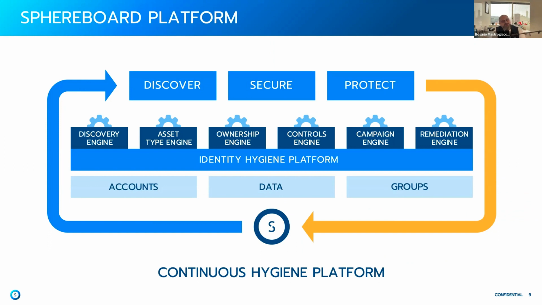Then we have a type engine, understanding what is a service account versus an admin account versus a regular user account. Our ownership engine does those green lines that we saw in the previous slide of figuring out who is the best possible proposed owner. The controls engine then overlays that additional control. But the goal of the platform is to discover all your assets and ultimately, and again, we'll talk about this in future webinars, give you a mechanism to secure and protect those assets.